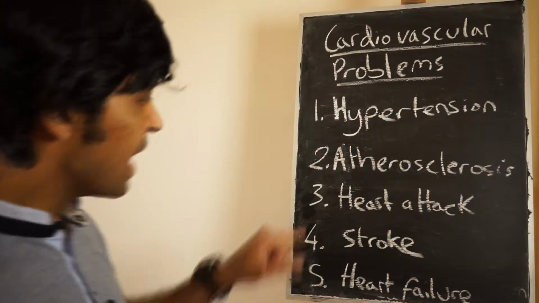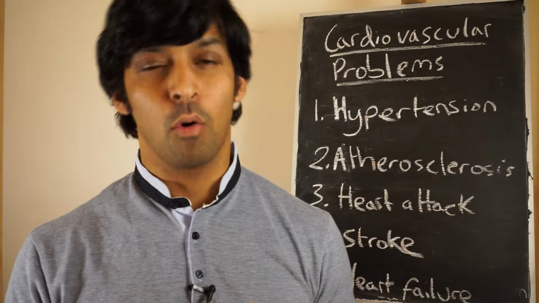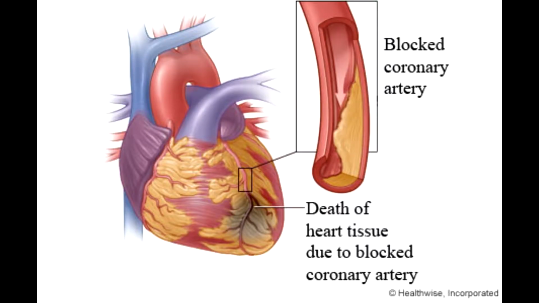Okay? The next one is heart attack. Now, this occurs when part of the heart muscle dies or is damaged. It happens when an artery delivering oxygen to that part of the heart is blocked. So the artery is blocked, the heart muscle gets starved of oxygen, and as a result it dies, and then it basically just stops working, or it just goes mental for a little while. So that's a heart attack.